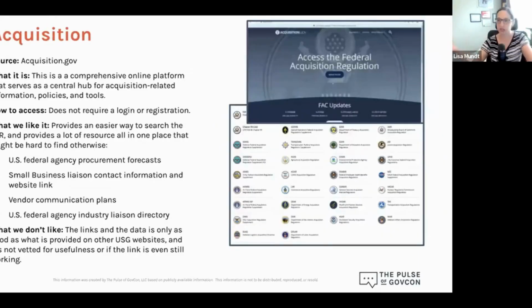Then we have acquisition.gov, and a lot of people don't leverage this, but it is a comprehensive online platform that serves as a central hub for acquisition-related information, policies, and tools. This one also does not require a login or registration.